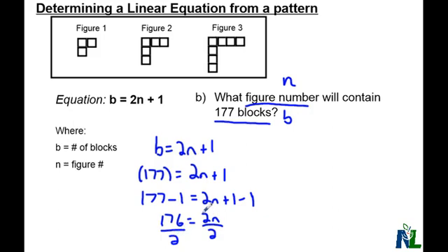And what happens is 2 divided by 2 will become 1, so they're essentially canceling each other out, leaving you with just the n variable left over. So if I rewrite this with a bit more space over here, I have 176 divided by 2 will give me 88, and that's going to be equal to n. So the figure number that has 177 blocks in it will be figure number 88. And if you wanted to, you could verify this by substituting the 88 back into your equation and making sure that the number of blocks works out to be the number you started with.